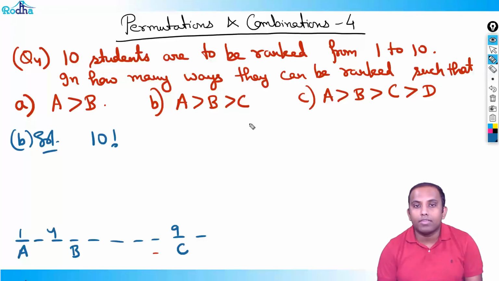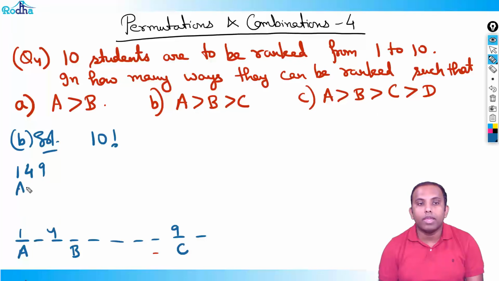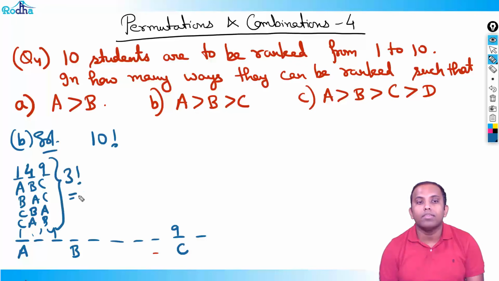So A, B, C are, let's say, at ranks 1, 4 and 9. In how many ways can ABC be shuffled? A, B, C, B, A, C, C, B, A, then C, A, B, like that, right? So at 1, 4 and 9, A, B, C can be shuffled in 3 factorial, that is 6 ways. So if you take any group of 3 ranks, let's say 1, 4 and 9, in the total 10 factorial, 6 ways are counted.